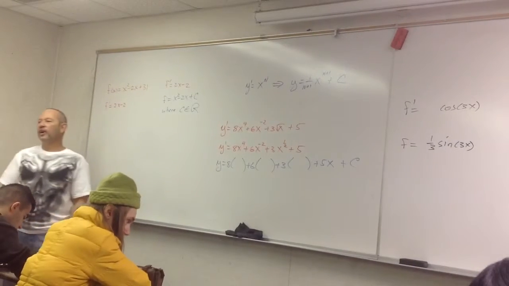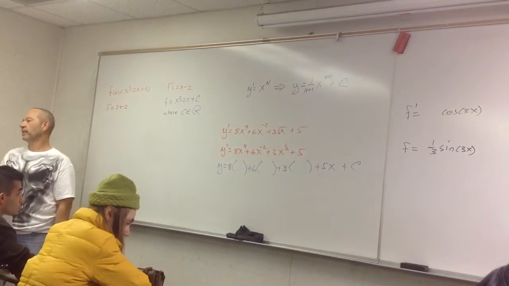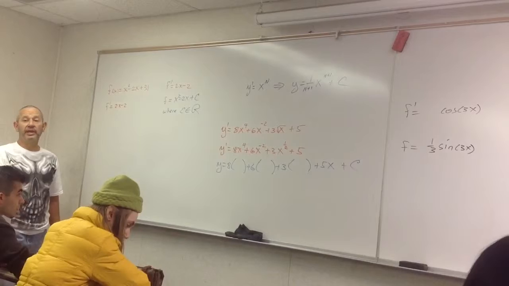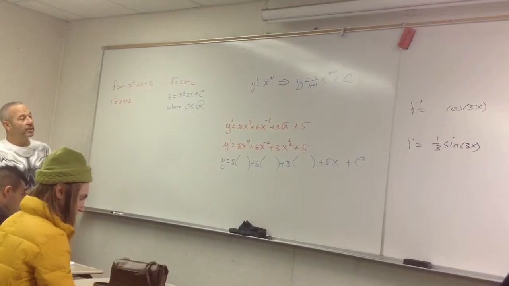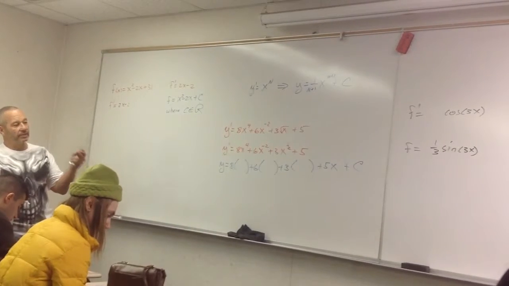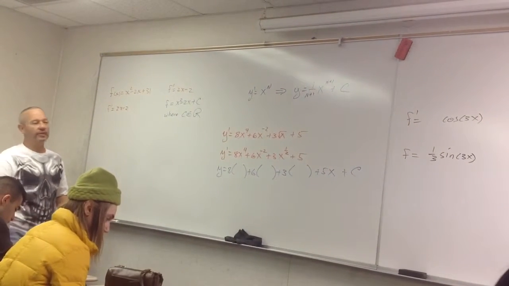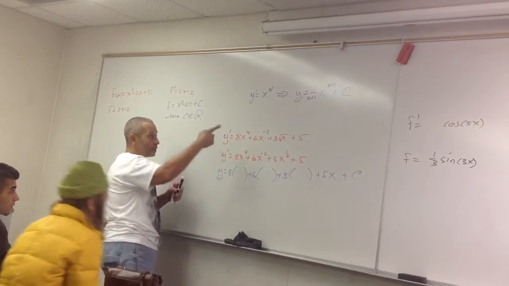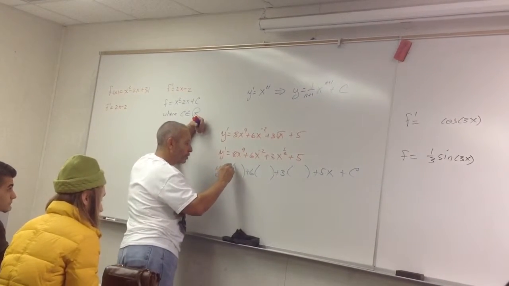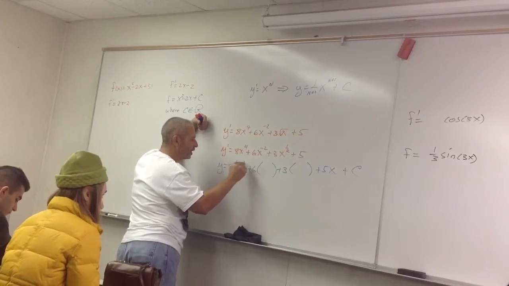Notice integrating the 5 was easy, 5x. The arbitrary constant always gets tacked on to the end of an antiderivative. And whatever I have here, it's going to be 8 times the antiderivative of x to the 4. What is the antiderivative of x to the 4 according to that rule? 1/5 x to the 5th.